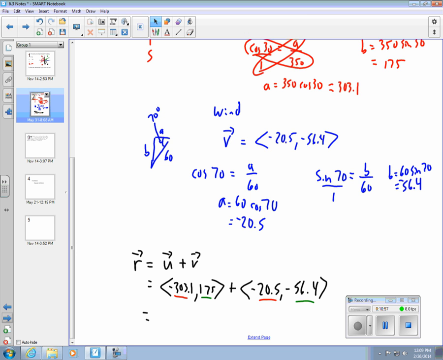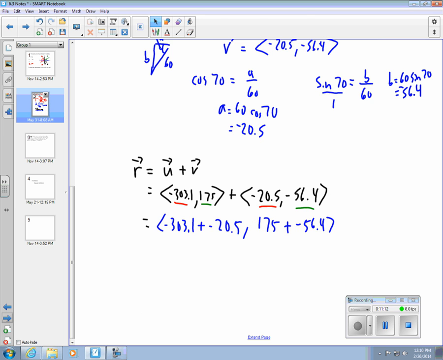So if I take negative 303.1 and I add negative 20.5, and then I take 175 and I add a negative 56.4, I will end up getting my vertical and horizontal components there. So I end up getting negative 323.6, and I get positive 118.6. For a minute there, I thought it was wrong. But no, that's correct. 175 plus a negative 56.4, that's 118.6. All right, so that gives us our components.